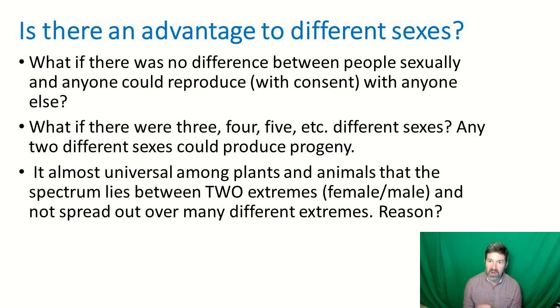And let's talk about, is there any advantage to different sexes? So, again, what if there were no differences between people sexually and anybody could reproduce with anybody else, right? With consent, of course. And how exciting would it be if we could really mix up more mating types? Now, there are certain fungi that have many different kinds of mating types and can work that way, but generally for animals, there tends to be two. It's almost universal among plants and animals, right? That spectrum that we see phenotypically is between what we think of as male and female. So why might that be?